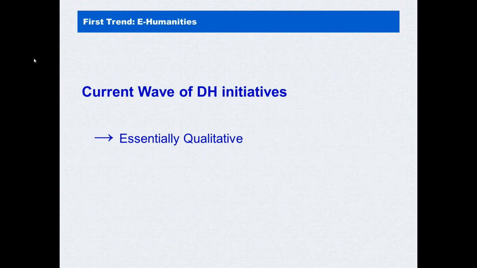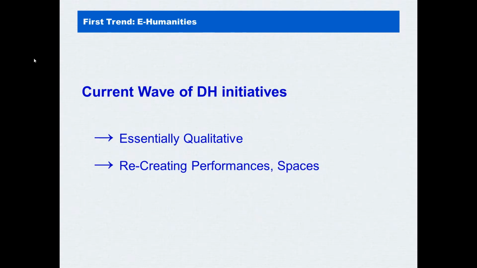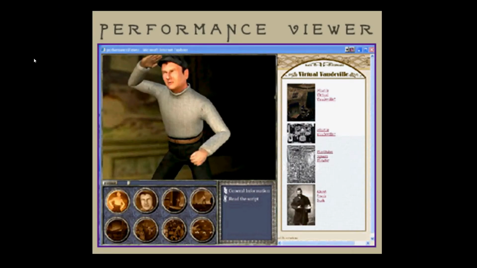Some of these new projects seek to recreate performance experiences or performance spaces. An example of this is the Virtual Vaudeville project created by engineers at Georgia Tech, which combines three-dimensional animation and virtual reality techniques to develop a platform capable of reproducing theatrical or cultural performances from any historical period.